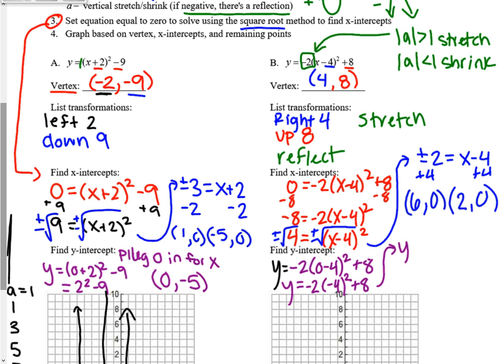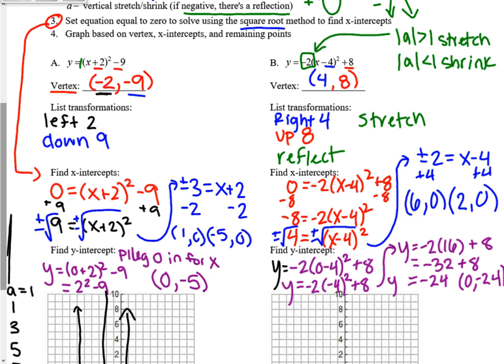Negative 4 squared is a positive 16, so I have negative 2 times 16 plus 8. Negative 2 times 16 is a negative 32 plus 8. So I know my y-intercept is going to be down at a negative 24. So that won't end up getting graphed, but we still need to know that point.